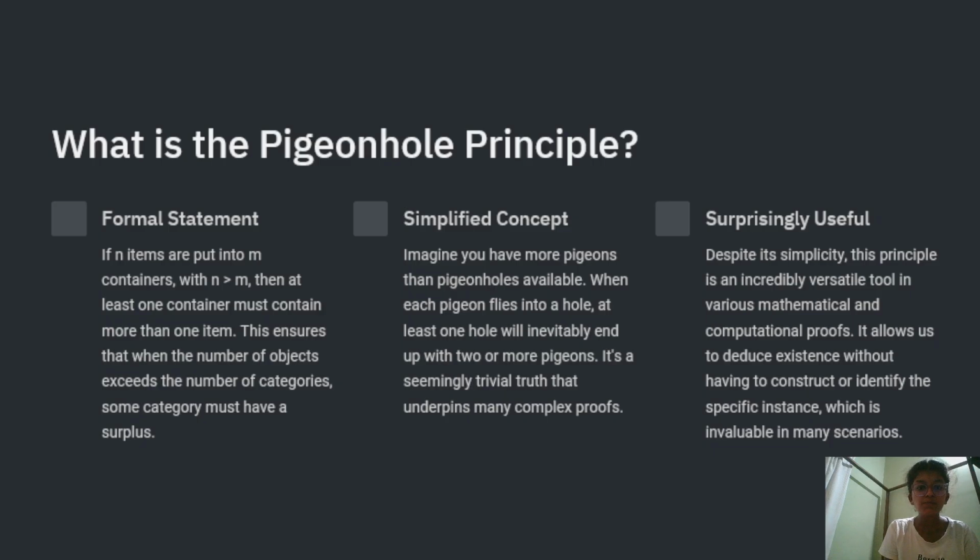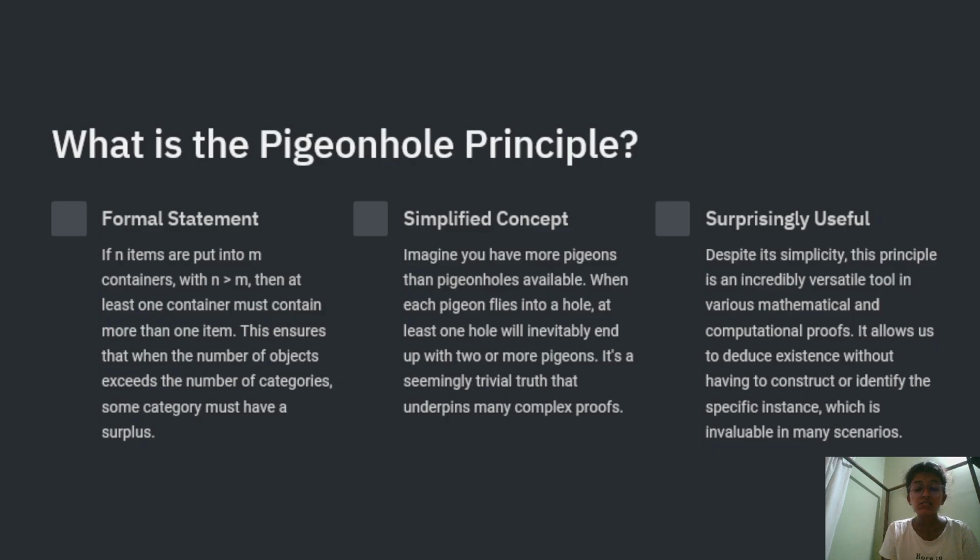If n items are put into m containers with n greater than m, then at least one container must contain more than one item. This ensures that when the number of objects exceeds the number of categories, some category must have a surplus.